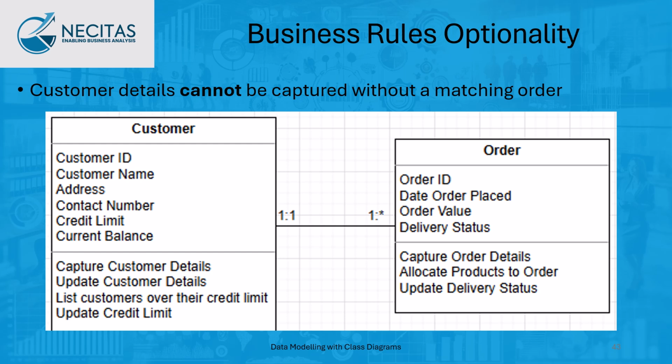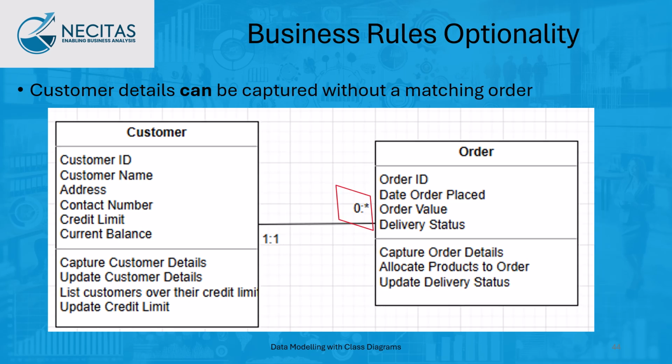So what do we need to do? In this example, you can see we've used a 0 to indicate that a customer may be associated with no orders at all. The business rule now states that a customer may be associated with many orders or none at all. This is sometimes known as optionality because customer details can be captured without a matching order.